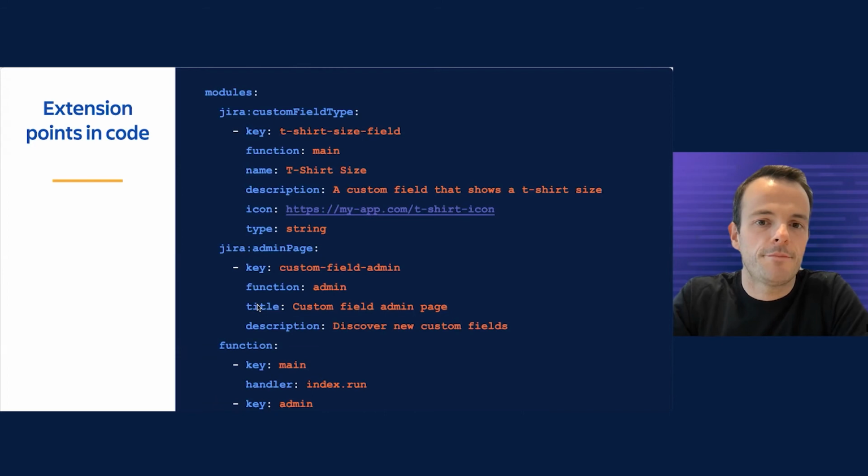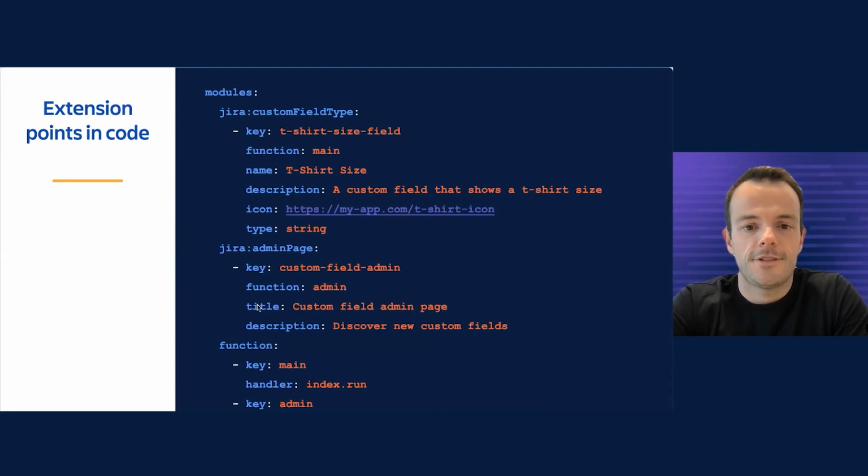Now this is just a quick example of how an app would declare which extension points they want to use and what happens when they're invoked. In Forge, an extension point maps to what we call a module. All Forge apps have a manifest file, and in the manifest file, you declare which modules you're using. The module definitions include what type of module it is, as well as specific properties like which function to call when it gets invoked, or what title displays if it's a panel in the UI, that kind of thing.